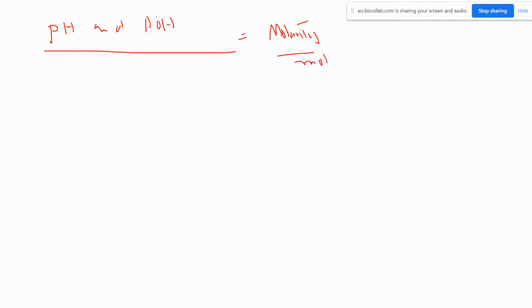Now we go to pH. pH and pOH, it's actually linked to molarity, or molar concentration. We call it molarity or molar concentration. Because we have different concentration units, if you remember, percentage, ppm, and ppb, molarity is actually a molar concentration. This is called molarity.